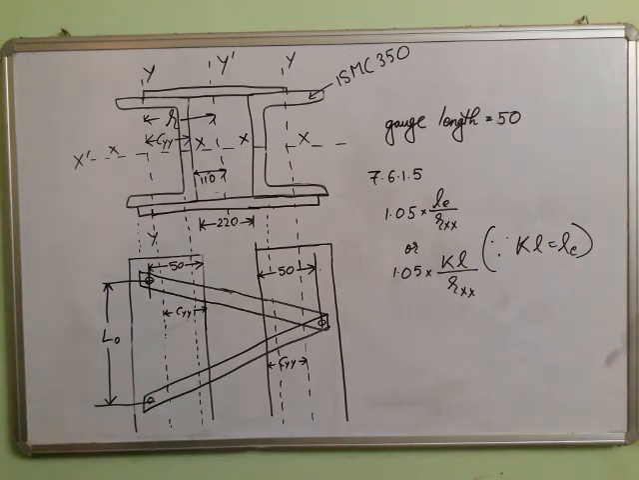Another point is about the value of the coefficient K. It was asked why we are taking 0.65 when it is actually 0.5. I'll show you. Let me just take out the page from the IS code. You see, the effective length of prismatic compression members, IS 800, page number 45.